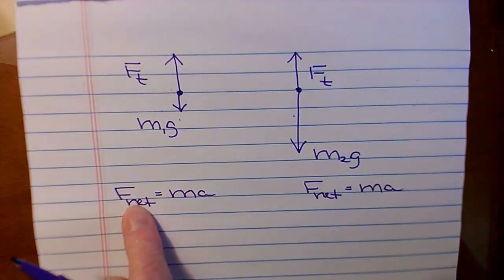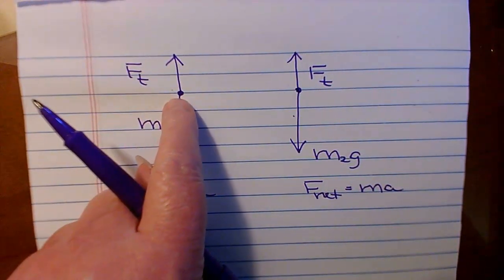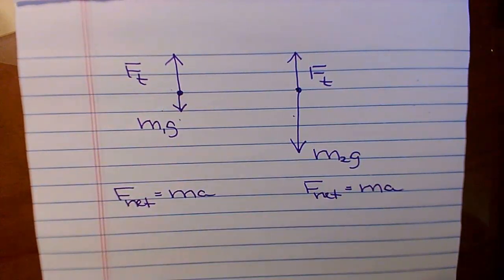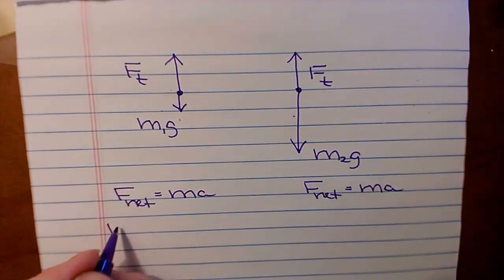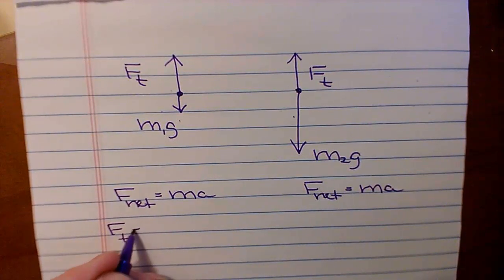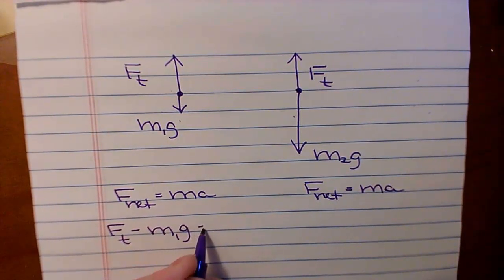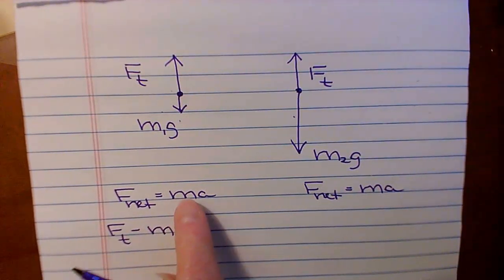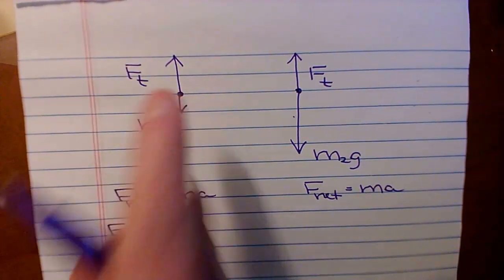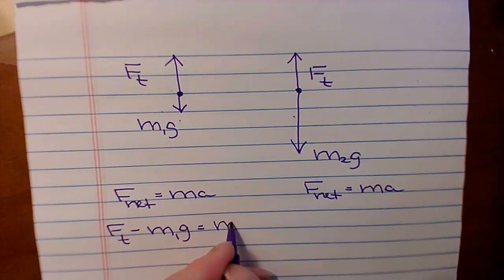What would be the net force in this picture? The net force is always the big arrow minus the little arrow. So it's going to be FT minus M1G equals M, where M is the mass of whatever's in this picture. That's M1A.